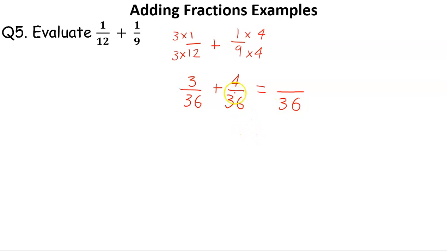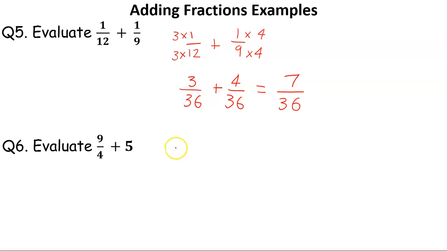And then I can add my numerators. So 3 plus 4 is 7. Now, can I simplify that? I know that there's nothing common. I can't simplify that any further. So 7/36 is my final answer.